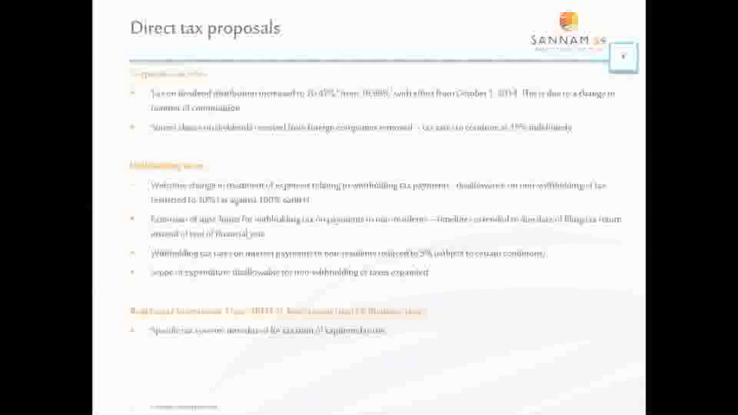30% of that may be disallowed. So we have to be very, very careful while doing a salary structuring or the payroll structuring of a company. So we have to be very, very conservative in our approach.